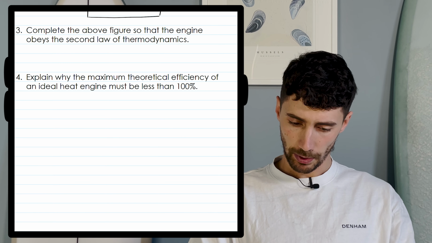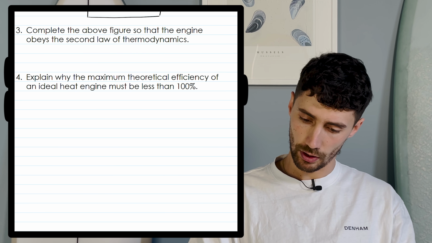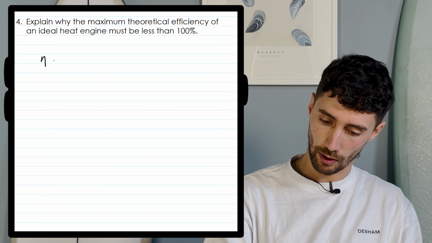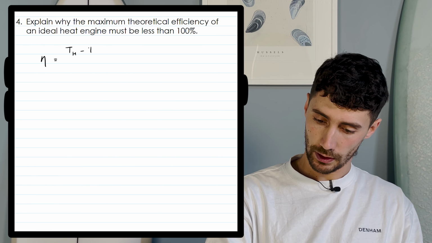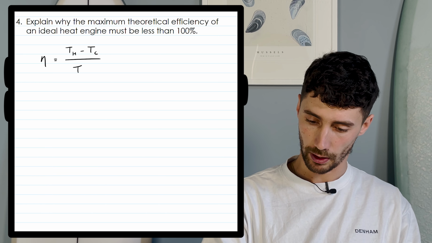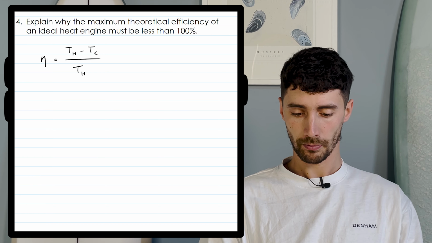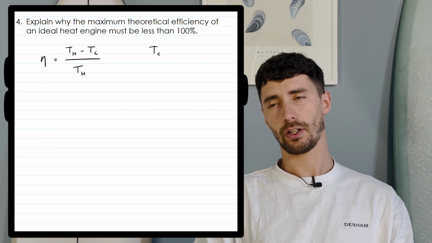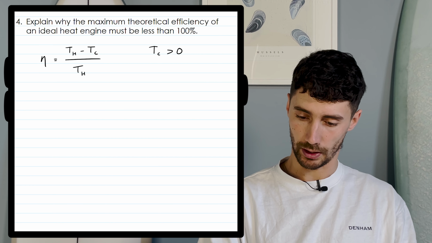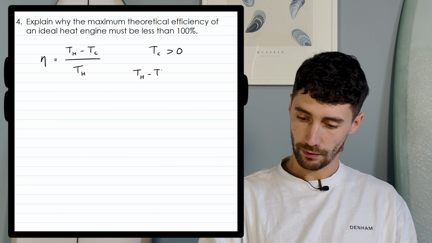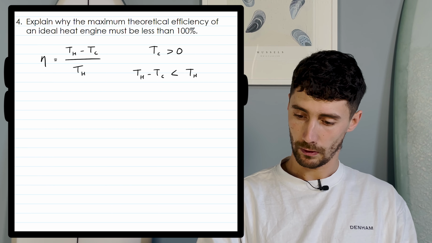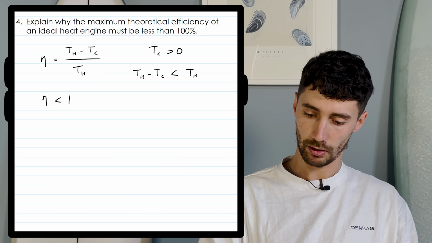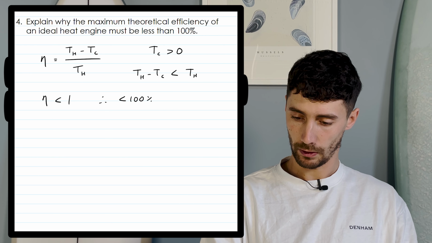Question 4, explain why the maximum theoretical efficiency of an ideal heat engine must be less than 100%. So for a heat engine, our efficiency is given by the difference in temperature between your hot and cold sink divided by your temperature of your hot sink. Now, TC, so your temperature of your cold sink, cannot ever be 0. It cannot ever be at absolute 0. It must be greater than 0. Therefore, the difference in temperatures must be less than your hot temperature. And so if you're dividing a smaller number by a bigger number, our efficiency must be less than 1 and therefore less than 100%.